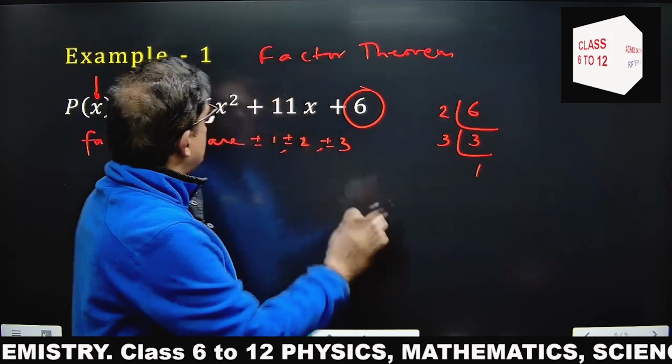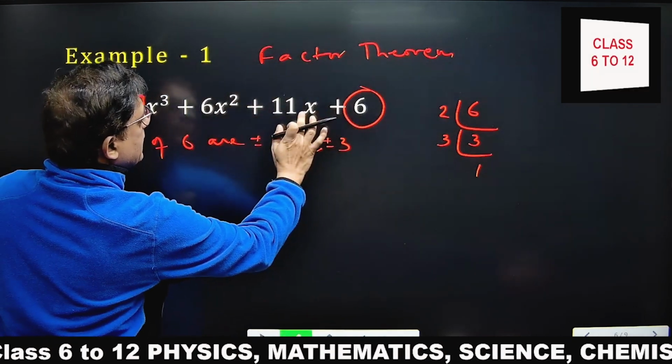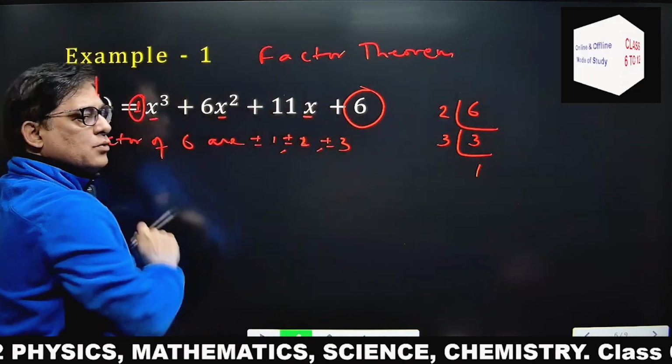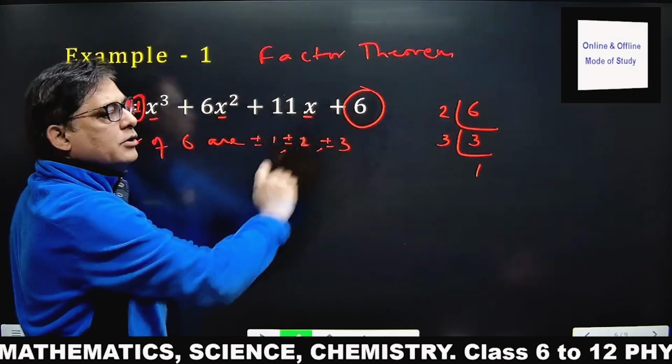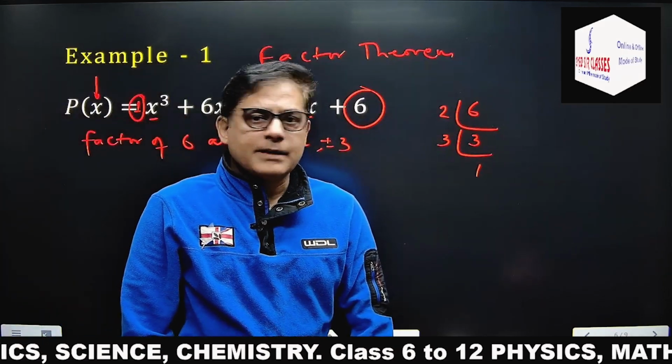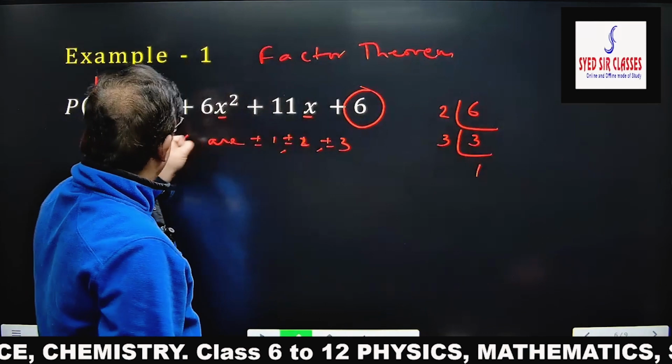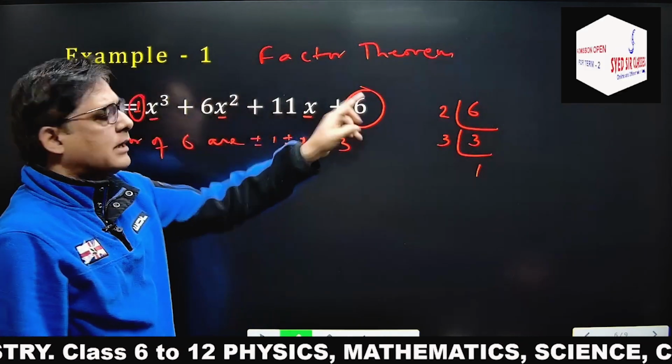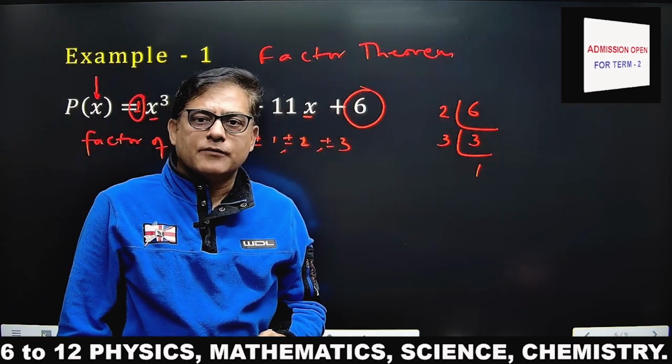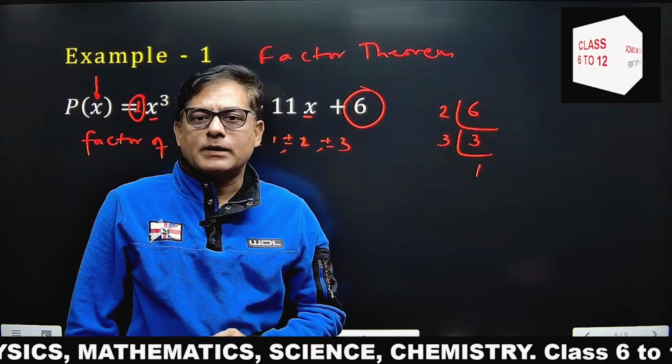But before this, just check whether on putting any positive value of x, it is possible that this polynomial could give us 0? This polynomial cannot give 0, children, because x is positive, all the terms are positive, and x is also positive. So it is not possible that this polynomial gives us 0.